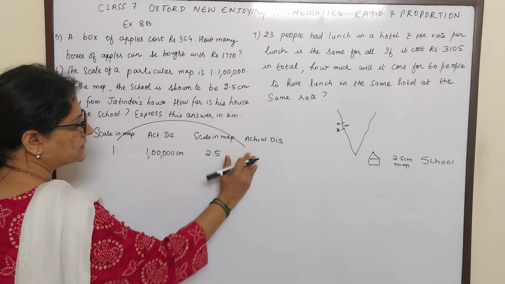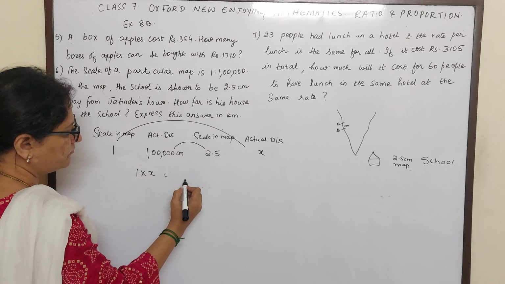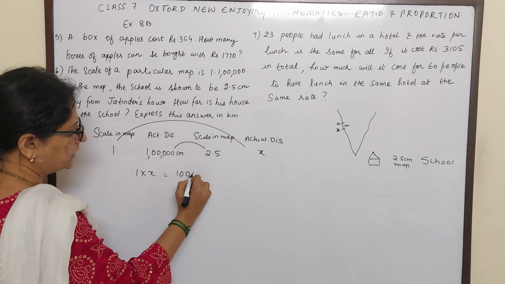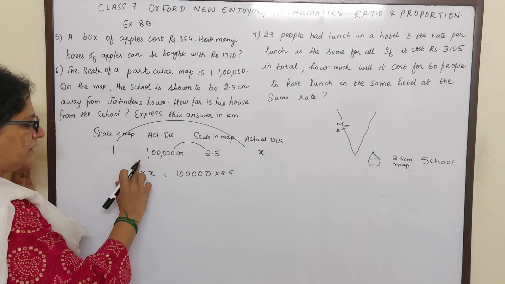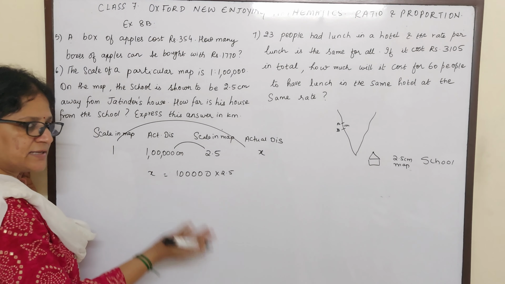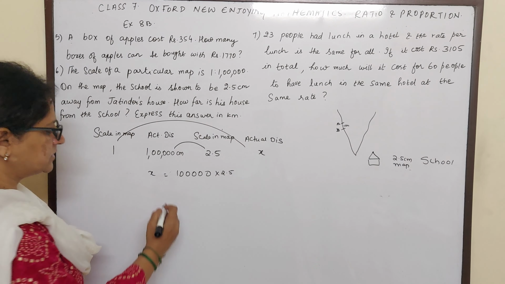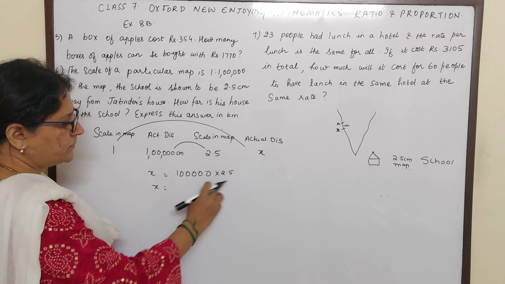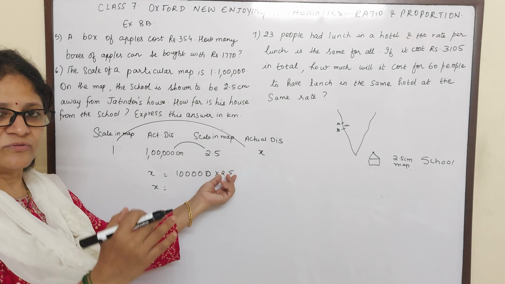1 into x, let us take it as x. 1 into x is equal to the product of means, 1 lakh into 2.5, right? So when you take 1 there, 1 into x is x only, or if you take it there and divide by 1, there is no change. So you remember, children, how to do decimals? Just think there is no decimal for the time being.